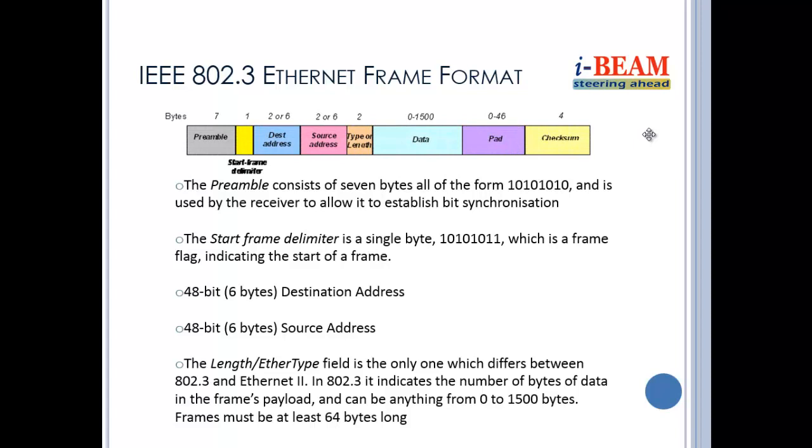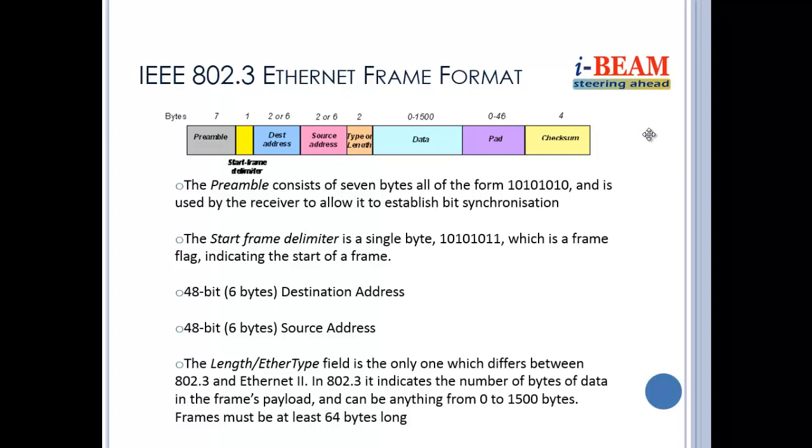In the Ethernet frame format, the preamble, start frame delimiter, destination address, source address, type, data, pad, and checksum are the fields in the IEEE 802.3 Ethernet frame format.